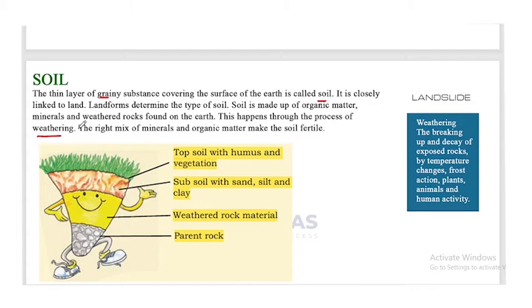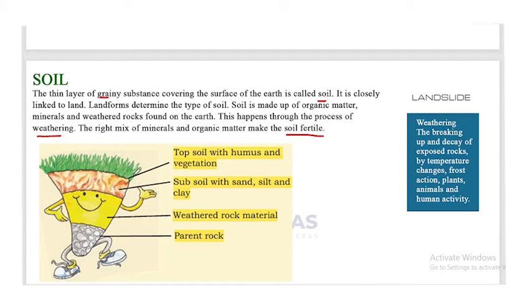So how is soil formed? This happens through the process of weathering, and the soil consists of organic matter, minerals and weathered rocks. Now, the right mix of minerals and organic matter makes the soil fertile. If the mineral mix is in the right concentration, then the soil is called fertile soil.